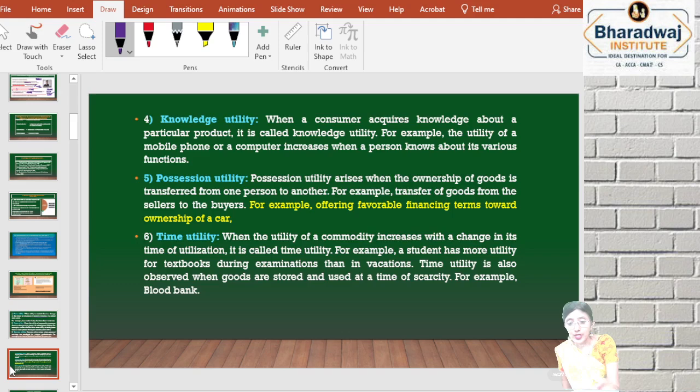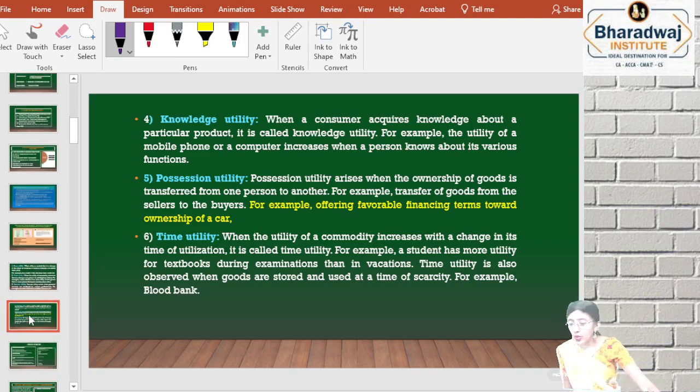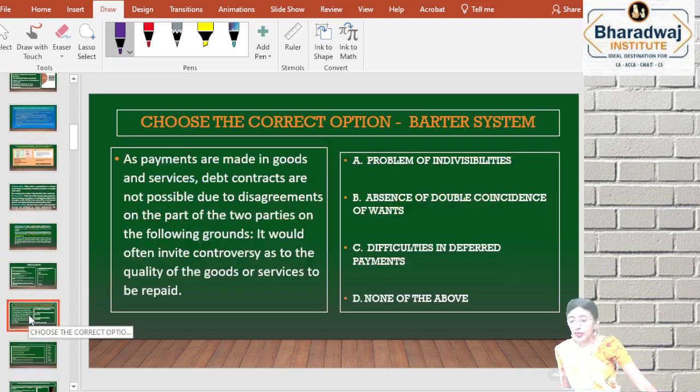Okay. Now look at this possession utility. That example also we saw on exercise. What is possession utility? Enabling the customer to buy the commodity. I'm able to get the ownership of the commodity due to various reasons, like giving some favorable financing terms, installment basis, credit facilities, whatever it is. Time utility. What is it? It is available at a time when I require. Agricultural commodities: agriculture is a seasonal occupation, but I get it round the year whenever I want. Okay, so this is a small thing I wanted to share with you all before going to the next component.